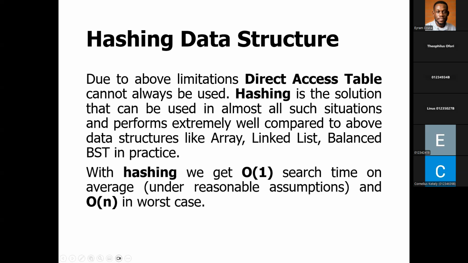O(n). Now, one key difference between the direct access table and the hash table is that with the direct access table, the key, in this case the telephone number, is used directly as the index. Whereas with the hash, we have to convert that key, which is the telephone number, into an array index, by using the hash value. We'll look at how we can do that shortly.